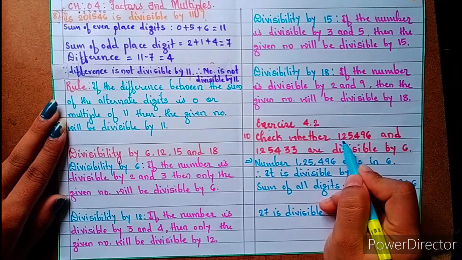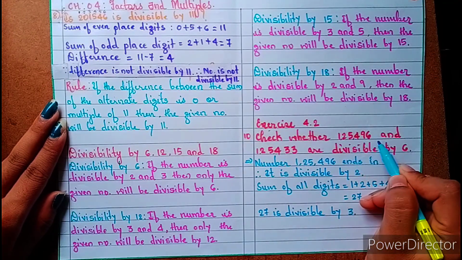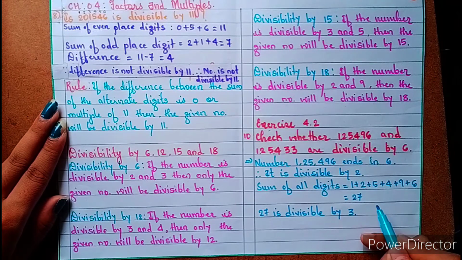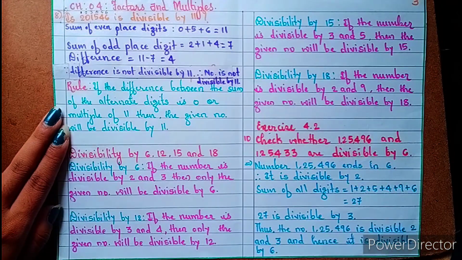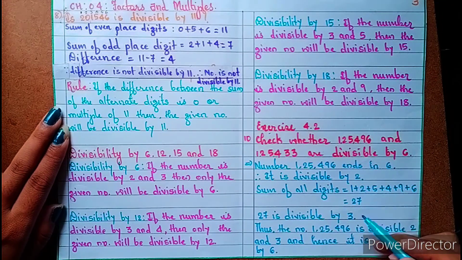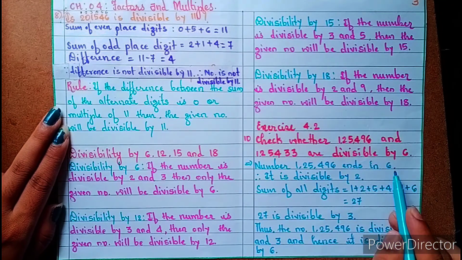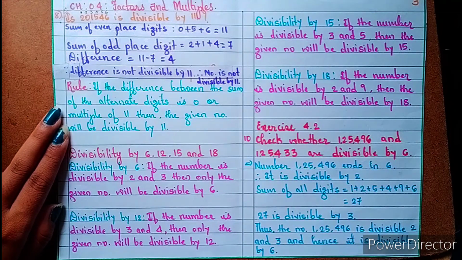Thus the number 1,25,496 is divisible by 2 as well as by 3, therefore it is divisible by 6. Since it satisfies the divisibility of 2 and 3, therefore it is divisible by 6 also. So I hope you have understood, and you have to solve the other example.